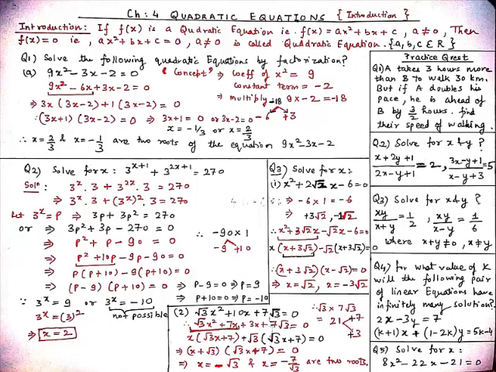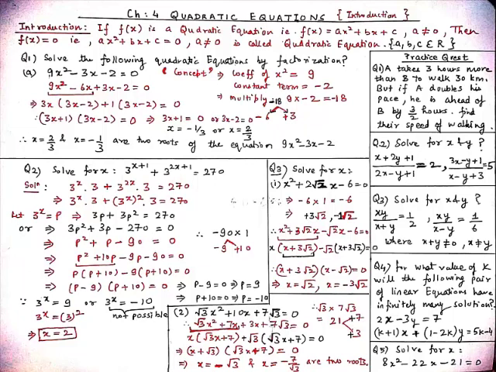Our second question for today is: we have to solve for x such that 3 to the power x plus 1 plus 3 to the power 2x plus 1 equal to 270. Now, as we know the law of exponents, a to the power m plus 1 can be written as a to the power m dot a. Similarly, students, 3 to the power x plus 1 can be written as 3 to the power x dot 3, and 3 to the power 2x plus 1 can be written as 3 to the power 2x dot 3.